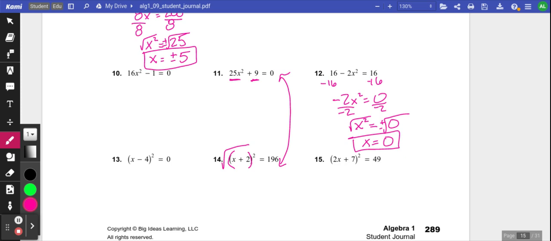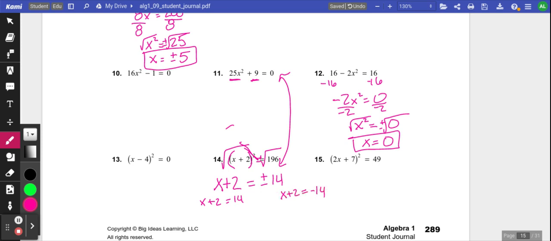Square root. Remember, that's a positive or negative square root there. That just cancels out your square. That's just going to be x plus 2. And I get positive or negative 14. So what I like to do is kind of break this into 2 equations. I like to say, okay, this is x plus 2 equals 14. x plus 2 equals negative 14.